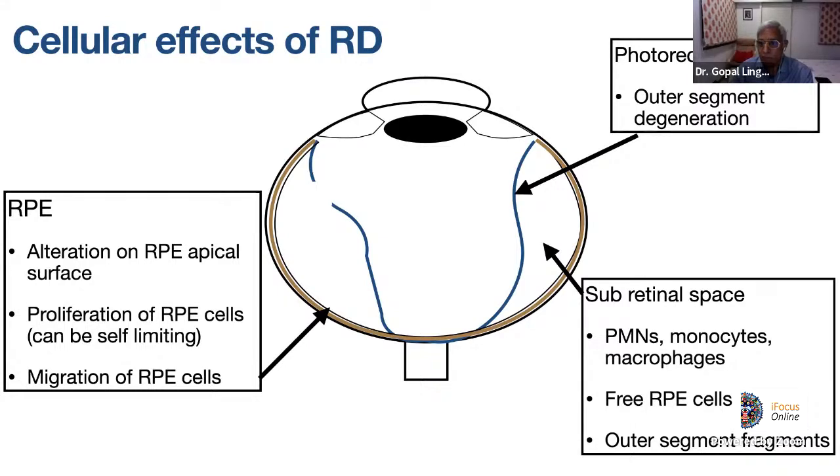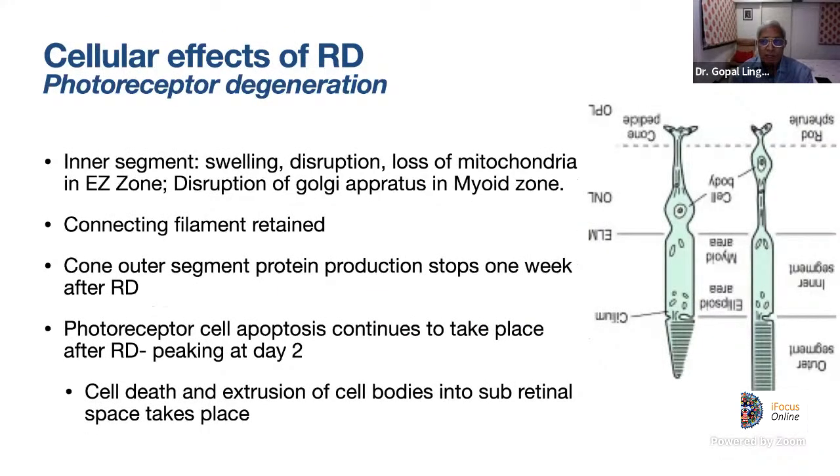So the other cellular effects of retinal detachment are the photoreceptor degeneration. This is important for us to understand because this is the reason why the visual recovery changes depending upon how long the macula is detached. And peripheral retina obviously also takes time to recover once the retina is reattached.